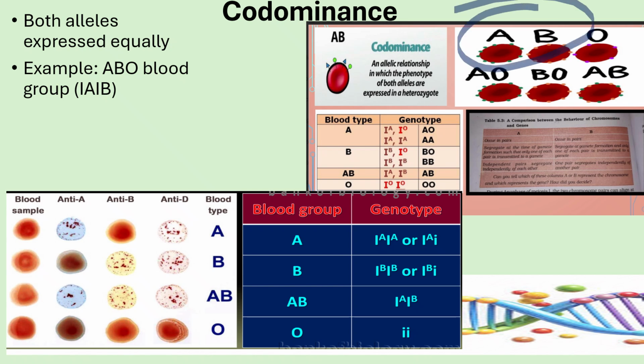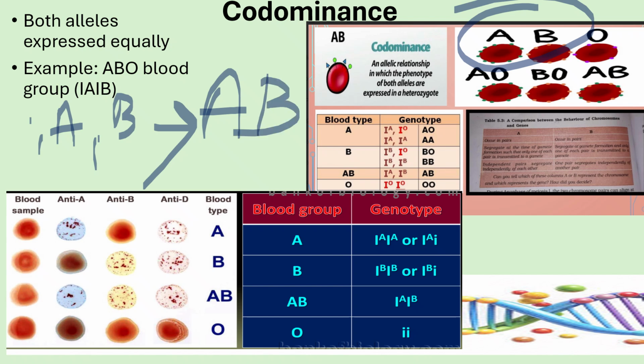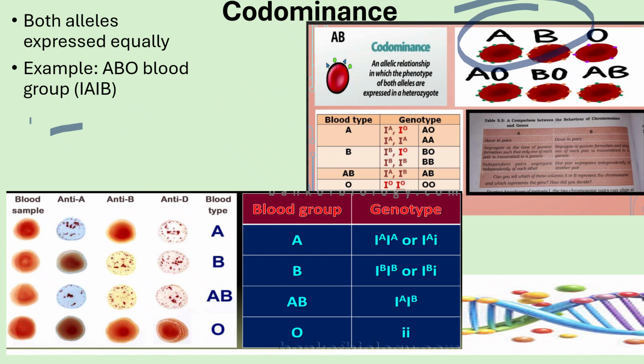So it means अगर एक individual है जिसके पास IA और IB allele है, ठीक है, one allele from A blood group, one allele from B blood group. So he will not have either A or B. He will have a new combination of blood group which is AB. Okay, so both are able to express themselves equally. But both of them are equally dominant over the O allele.